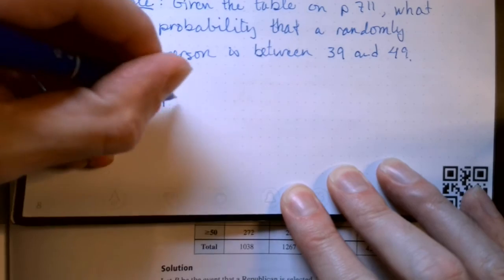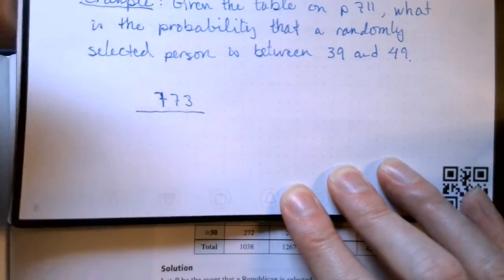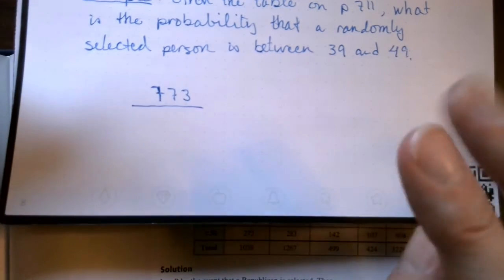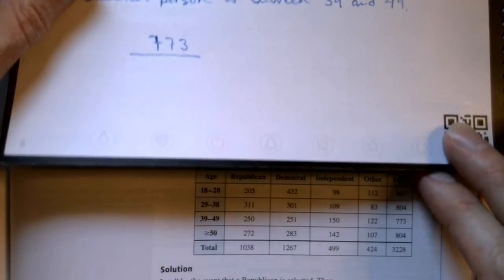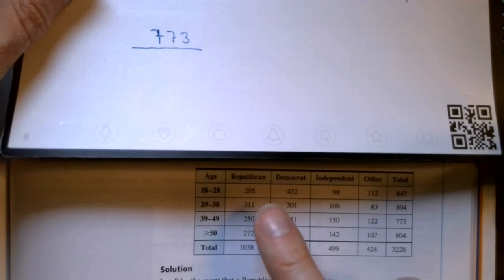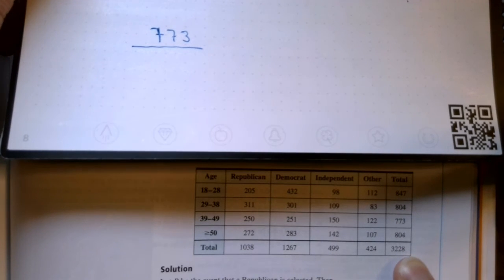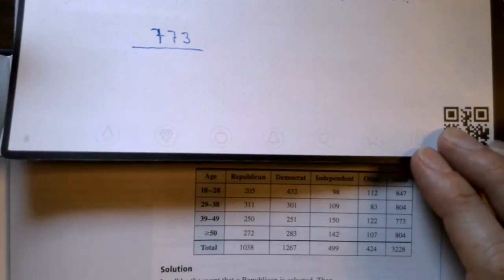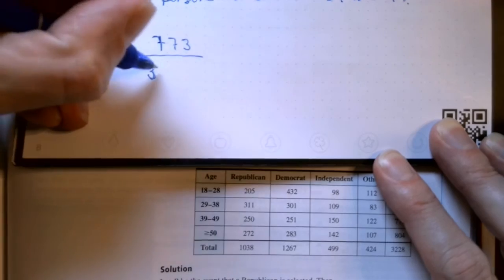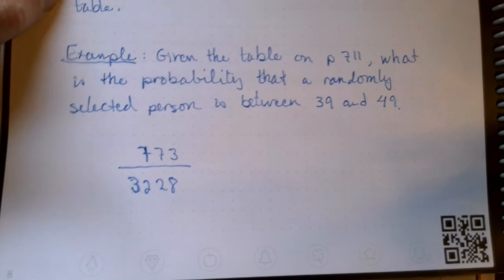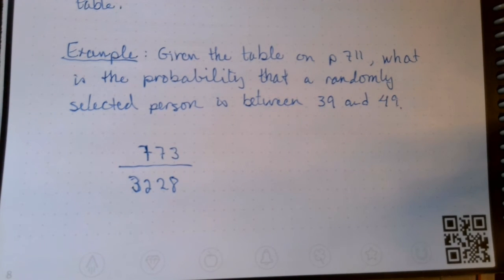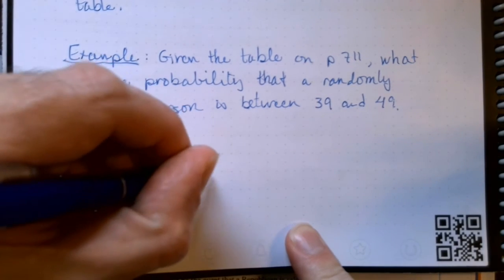Once again, success over sample space. That's giving you probability. For this problem, success is being 39 to 49. Now, the sample space is the total of all things that could possibly happen. So we'd have to total up every entry in this table. They were once again nice to us, and they did that for us in the lower right hand corner. So 3,228. Okay, so that's the fraction that gives you the probability that a randomly selected person is between 39 and 49.